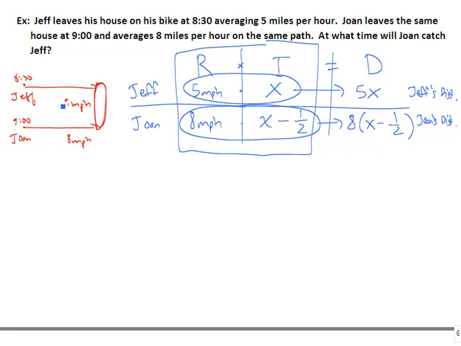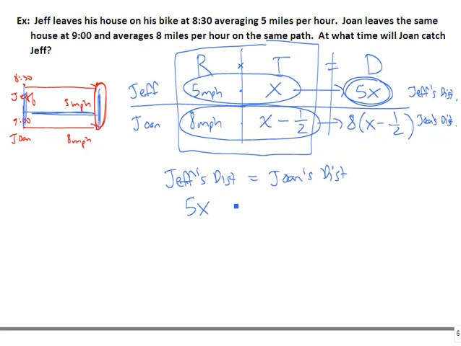Yes. They both start from Jeff's house, and eventually when Joan catches up to Jeff, they're going to be at the same ending spot as well. So they start at the same place and they end at the same place. So their distance traveled is the same. So to get our equation, we're going to set Jeff's distance equal to Joan's distance. So the equation becomes 5x, because that was Jeff's distance expression, equals 8 parentheses x minus a half, because that was Joan's distance. So there's our equation.